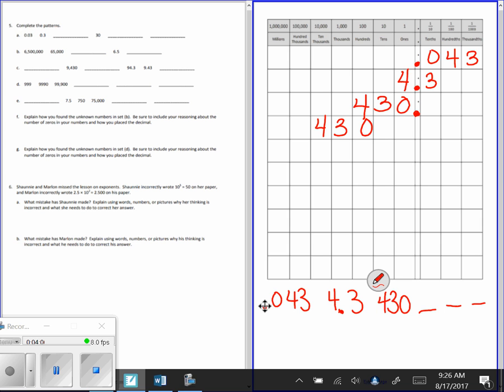Then 3, then 0, 0, 0. No empty pockets. So I need 1, 2, 3. So here's my first one. I need a second one and a third one. So I need to go over 2 more. 4, 3, 0. No empty pockets. 0, 0, 0, 0. Then that's in the millions, and I'm going to have to do it again. I kind of ran out of room. I got to go over 2 more, and I'm out of room. 4, 3, 0, 0, 0, 0, 0, 0, 0.